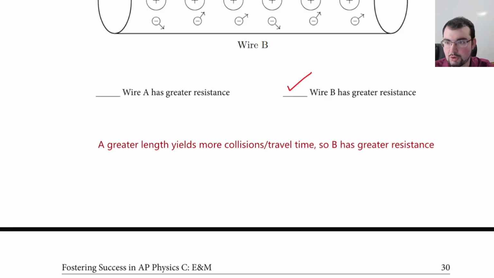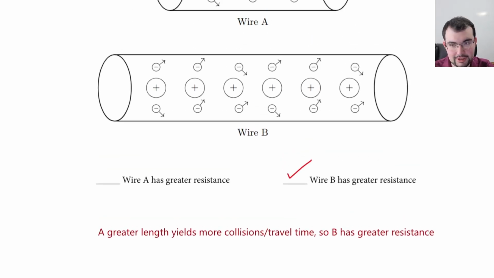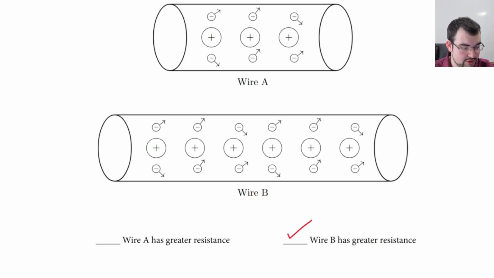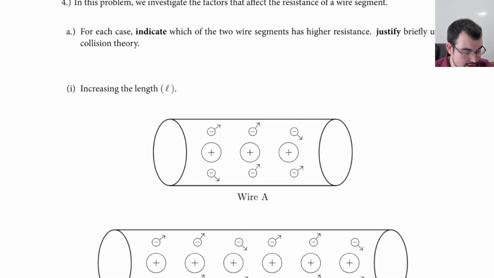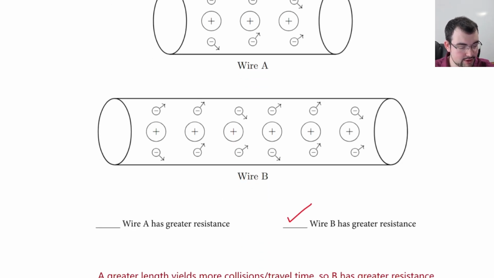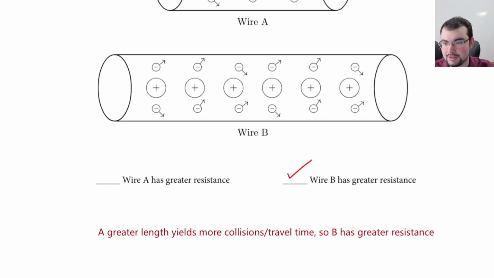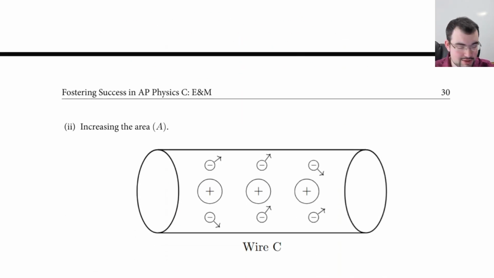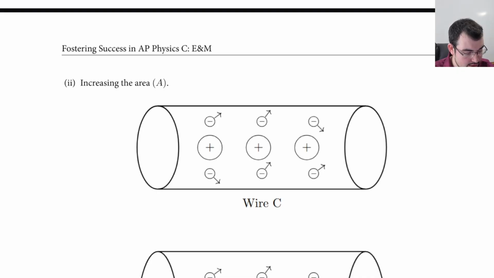Greater length yields more collision or travel time, so B has greater resistance. So think about it as all these people are trying to file out of an exit after maybe a concert or a movie. Well, if there's a longer hallway, it's going to take them longer to get to the end. What about increasing the area? So let's say it's the same number of people that have to exit the movie theater.